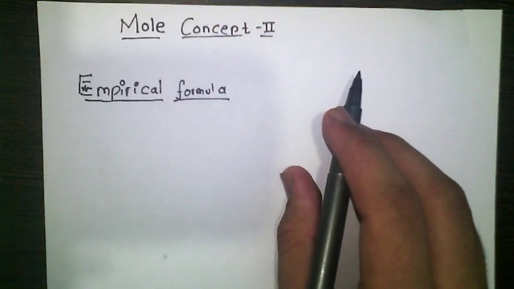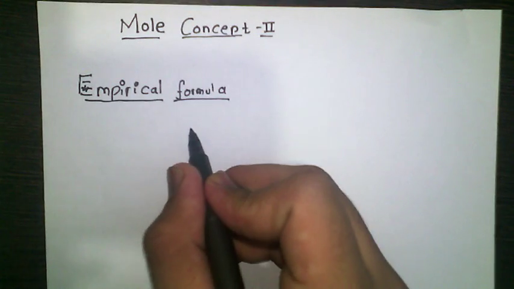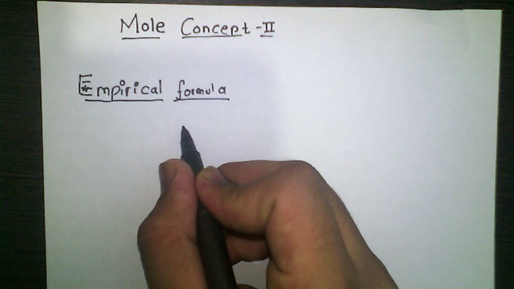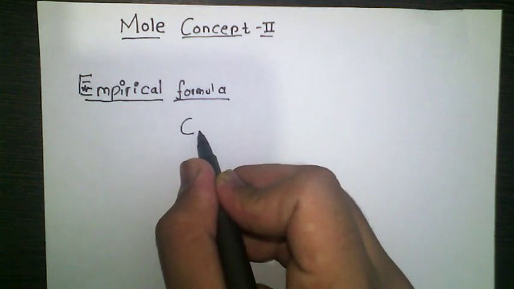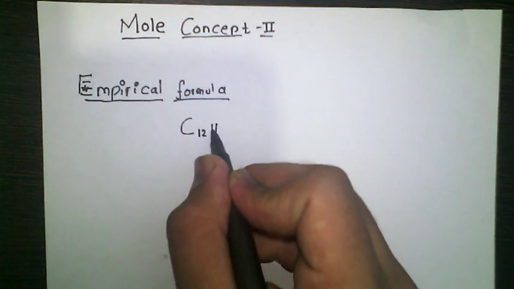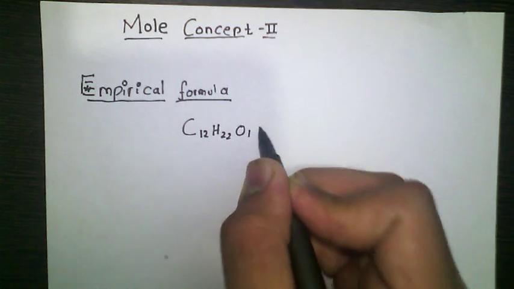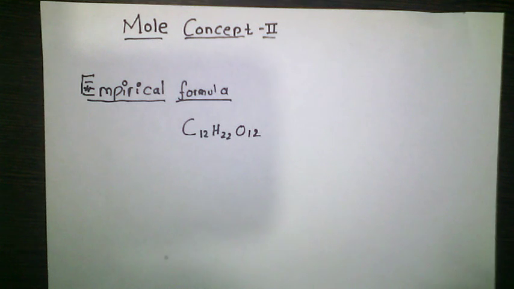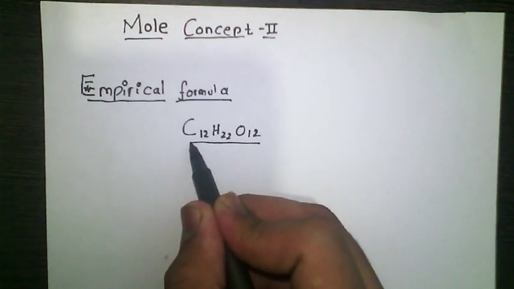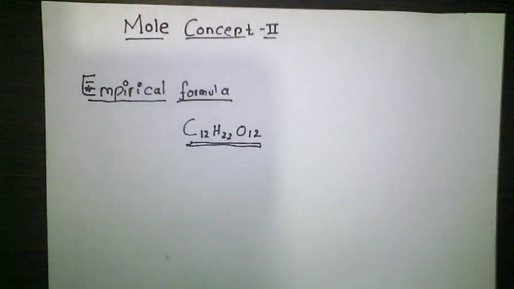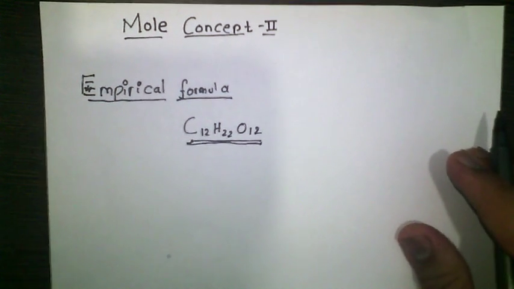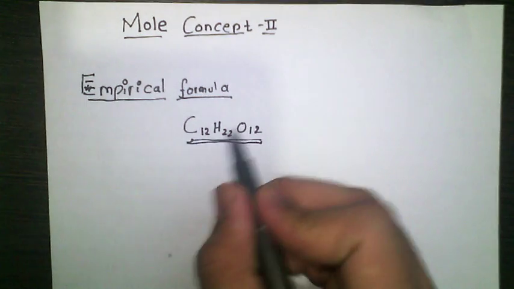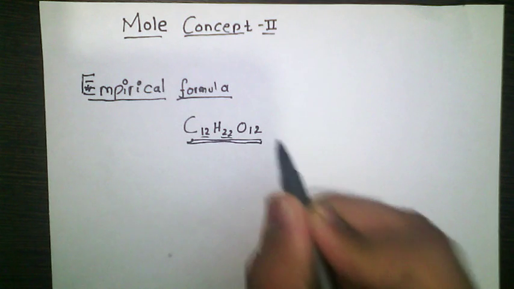Now suppose we have been given a compound. Let it be any carbon hydrogen compound. Let it be C12 H22 O12. Alright, C12 H22 O12. Let this be a compound. I will try to keep it quite easy, not so complicated. So let's get on. 12, 22, 12.